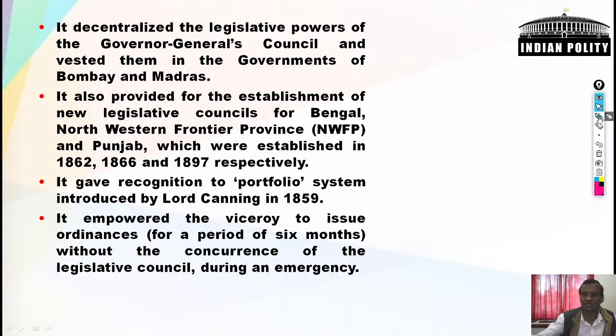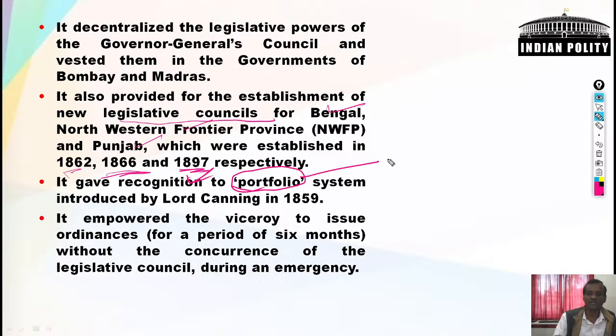It decentralized the powers of the Governor General and vested them in the Governments of Bombay and Madras. It also provided for legislative councils. Kindly remark it: Legislative Councils for Bengal, North-Western Frontier Provinces, that is in Baluchistan or Pakistan, and Punjab. So these are the things you have to remember. 1862, 1866, 1897. Sometimes in NTPC I have found a question also. For the first time, a Legislative Council was provided for Bengal in 1862, for NWFP in 1866, and for Punjab in 1897.